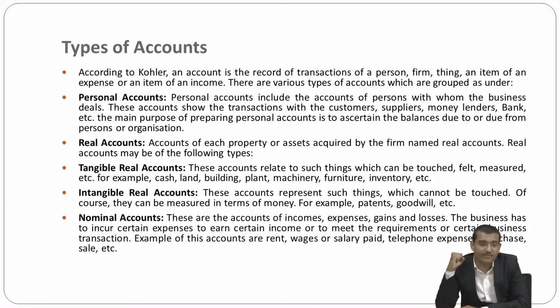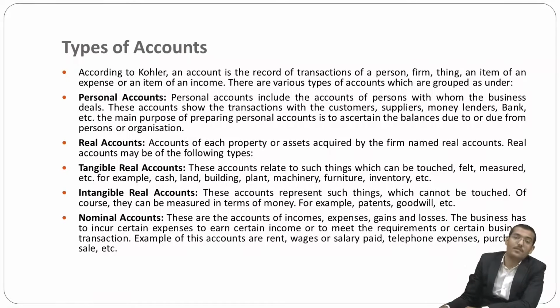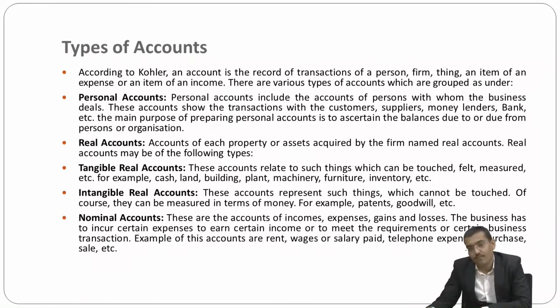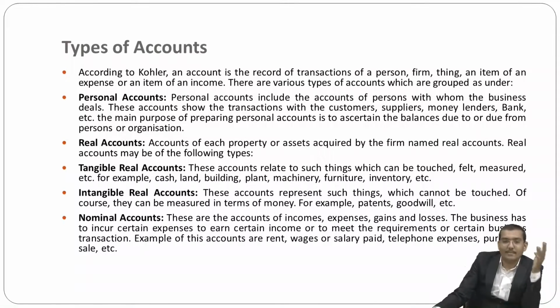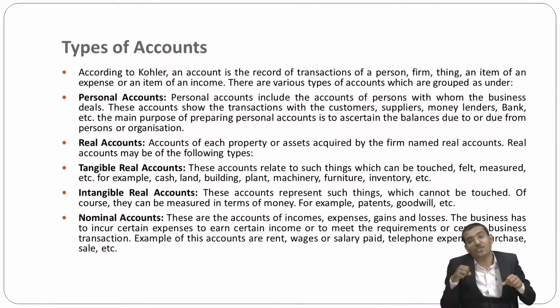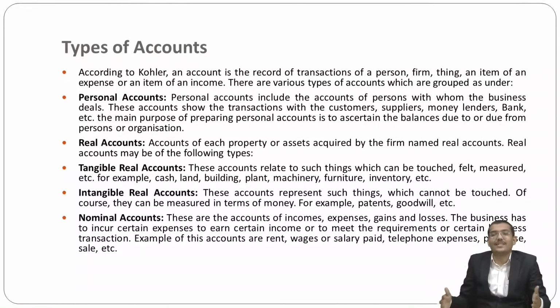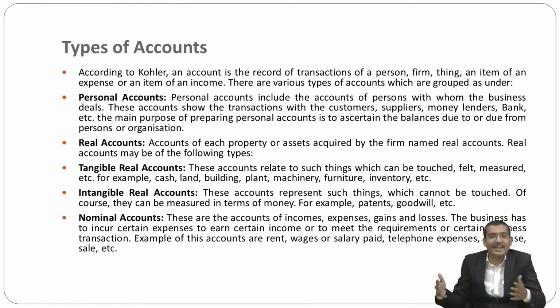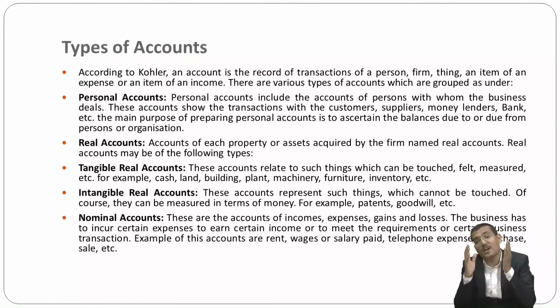Second is the real account. These are the accounts of each property or asset acquired by the firm, called real accounts. The real account may be of the following types: first the tangible real account, then the intangible real account. Tangible real accounts relate to things which can be touched, felt, measured, etc., like land and building, plant and machinery, furniture and inventories. These are all tangible real accounts.